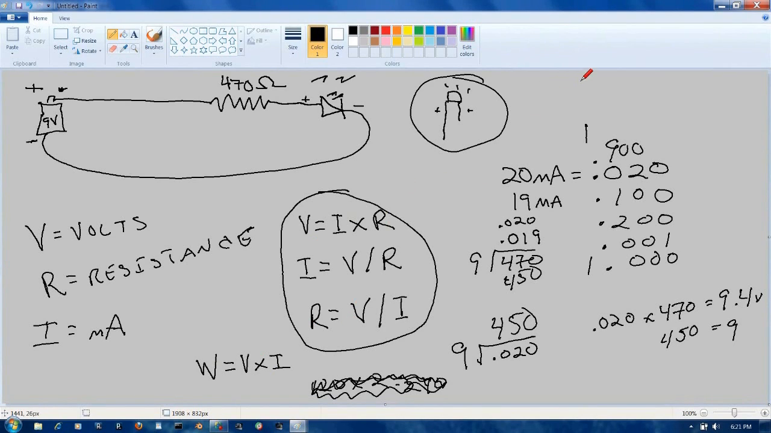So our volts is 9 volts. And remember, we're not doing the 20 milliamps, we're doing the 19 milliamps. So ours would be 9 times 0.019, which equals 0.171 watts. So our circuit consumes 0.171 watts.